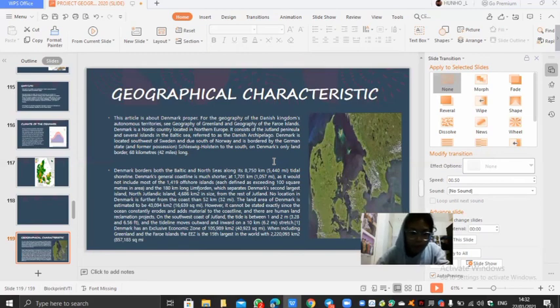Denmark has an exclusive economic zone of 105,989 square kilometers, 40,923 square miles. When including Greenland and the Faroe Islands, the kingdom is the 12th largest in the world with 2,220,093 square kilometers, 857,183 square miles.